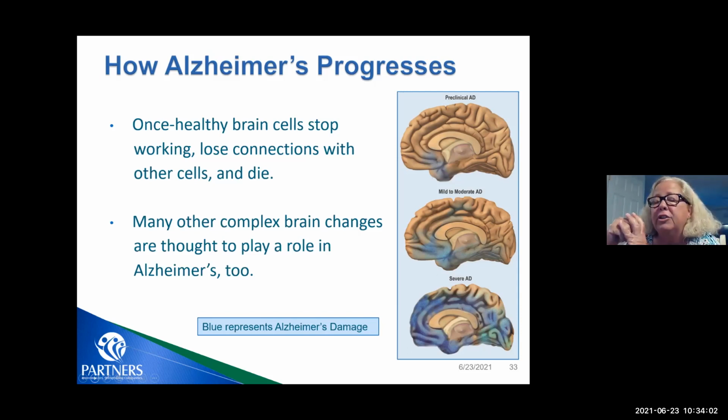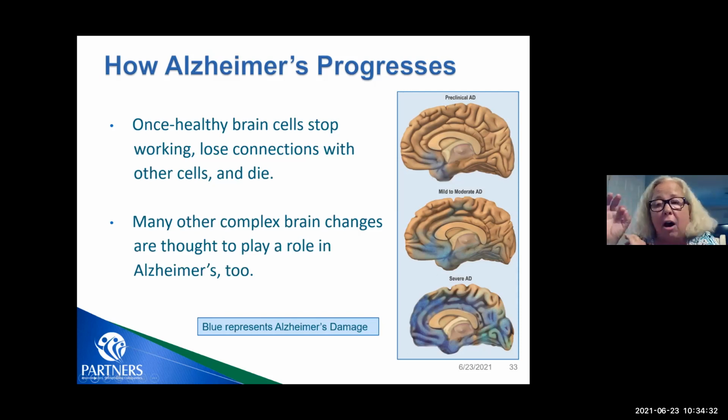By the time you get to mild to moderate Alzheimer's, it's started to spread. And in that middle picture, you can see where it's spread up and up to the top and then towards the back. And then the bottom picture represents severe Alzheimer's disease. Some people call it end-stage Alzheimer's disease. And as you can see, that blue has spread all within the brain. So Alzheimer's damage has basically reached all areas of the brain.